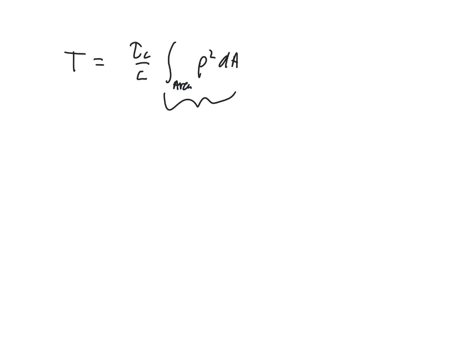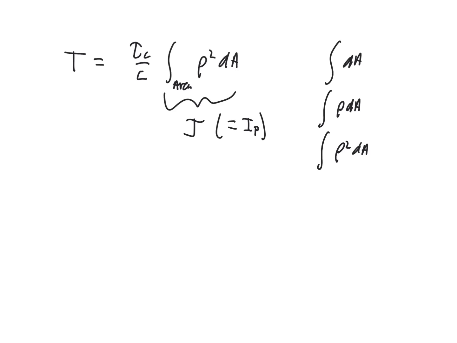Remember, we've got a concept that we learned in our statics class that if we just simply integrate dA over the area, we get the area. If we have a rho dA, that is called the first moment of the area. If we have a rho squared dA, that is called the second moment of the area. And you guys did this. And this is actually called J. Some people use I sub P. I don't really care for that. But J is called the polar moment of inertia.